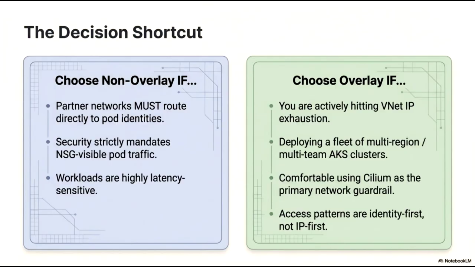Conversely, you should choose an overlay network if you are actively facing VNet IP address exhaustion, as it allows pods to operate in a private, non-routable address space. This model is particularly effective when deploying a large fleet of multi-region or multi-team clusters, where IP management can become a significant bottleneck. This approach works best for teams comfortable utilizing Cilium as their primary network guardrail, and for environments where access patterns are identity first, rather than dependent on specific IP addresses.